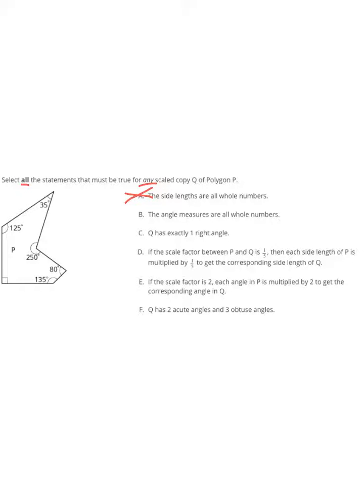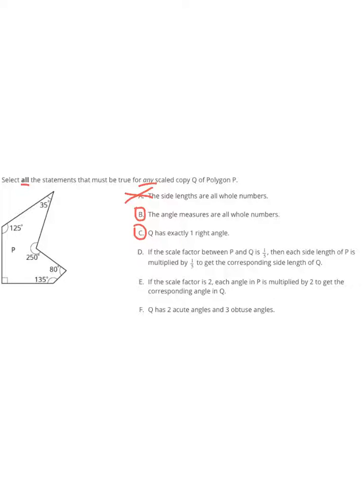The angle measures are all whole numbers. Well, you'll notice here from the labels that all of the angle measures are whole numbers, so that one is certainly true. That Q would have exactly one right angle, and that is also true because P has exactly one right angle.